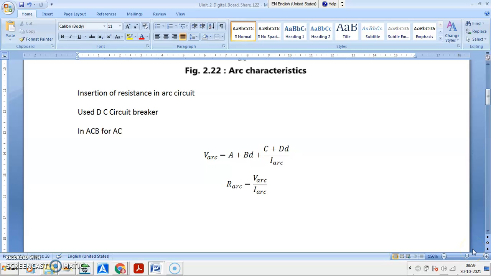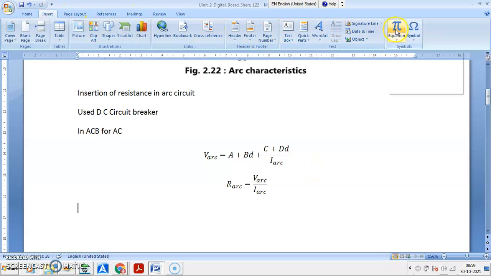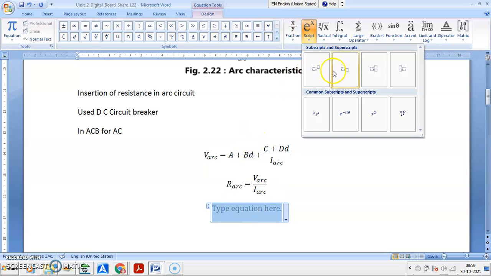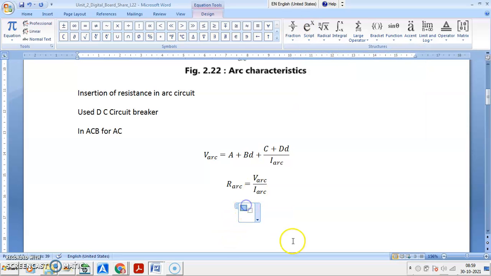the terms. What is V arc? V arc is arc voltage, the voltage across the arc, that is, the voltage across the arcing point.